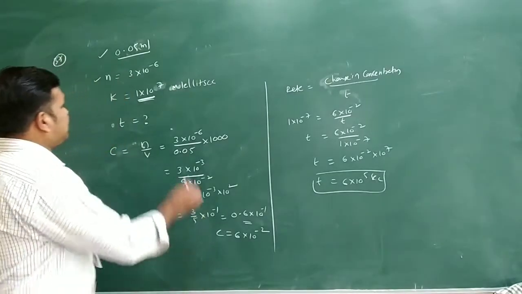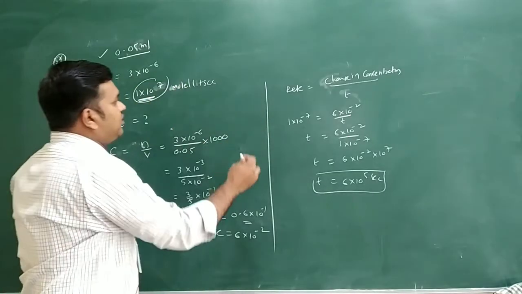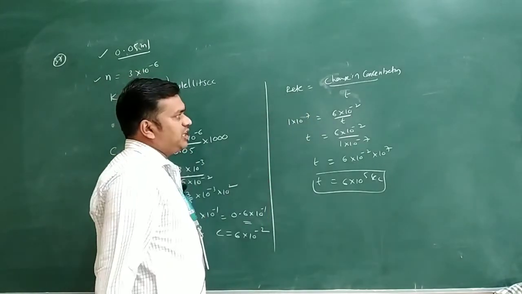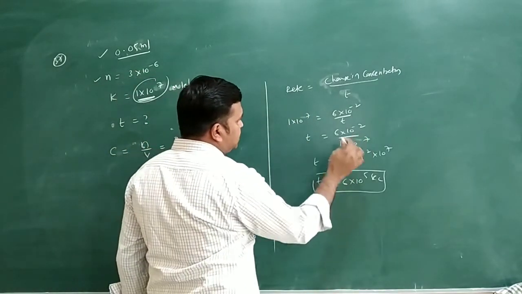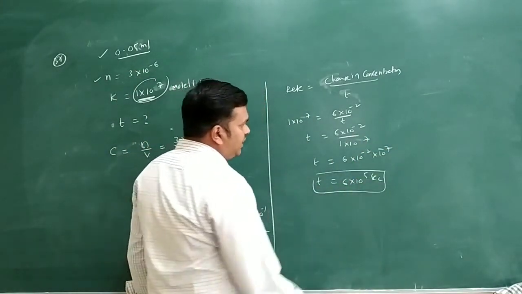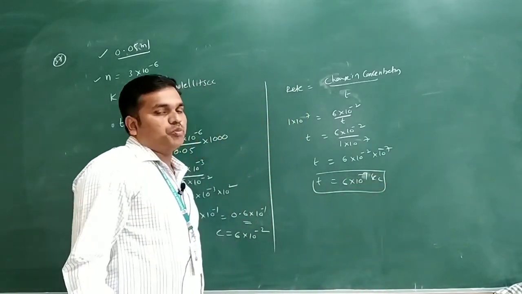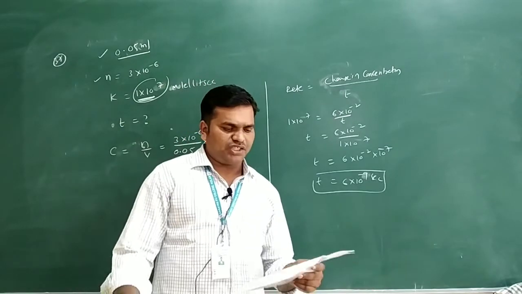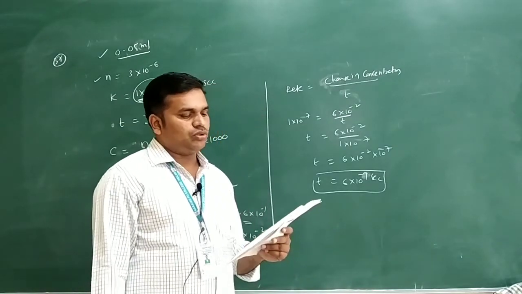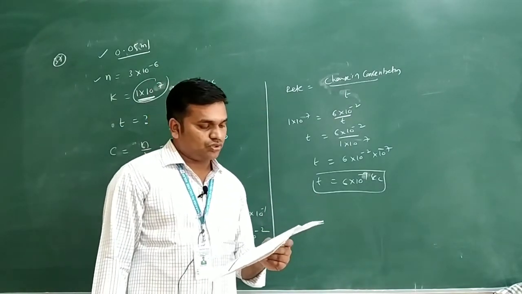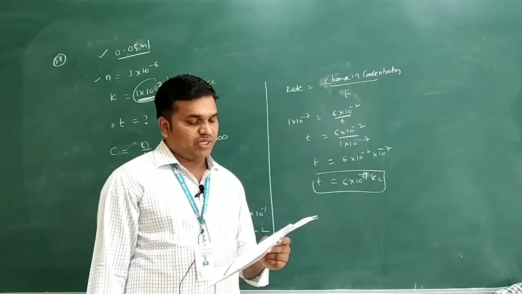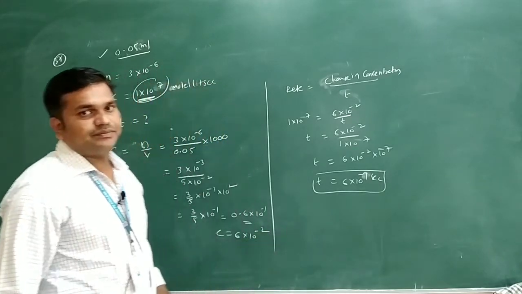Sorry, I took 10 power 7 here, but I wrote 10 power minus 7. This should be 10 power minus 7. So you will get 10 power minus 9 seconds. The option is not there, so you change the third option into 6 into 10 power minus 9. So this is question number 37.